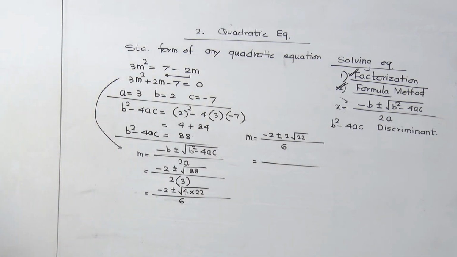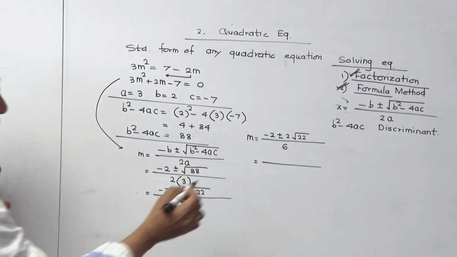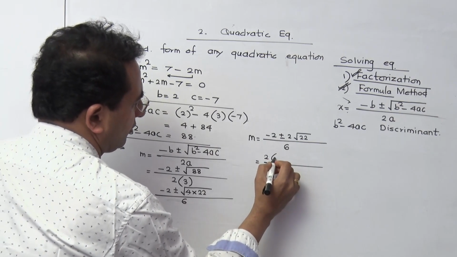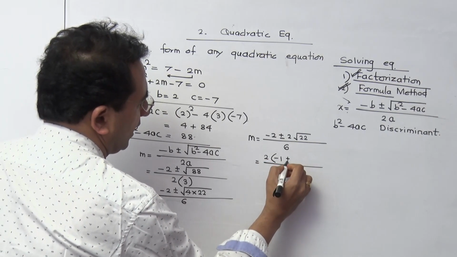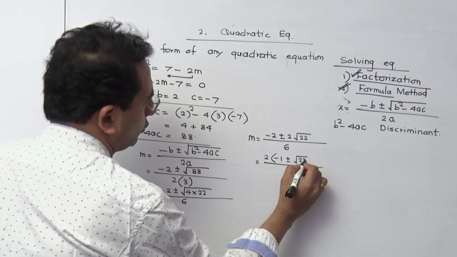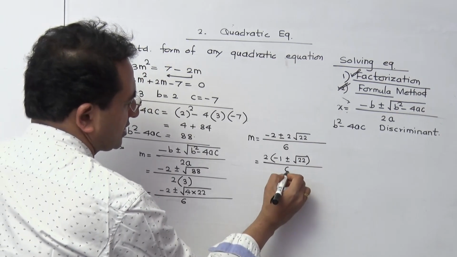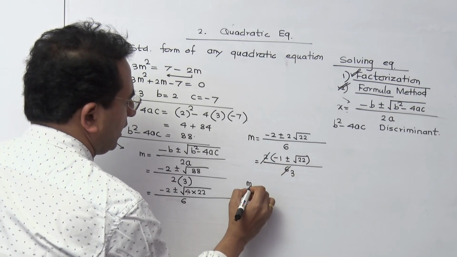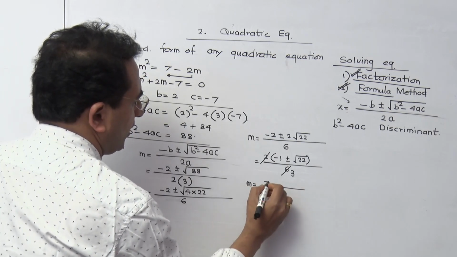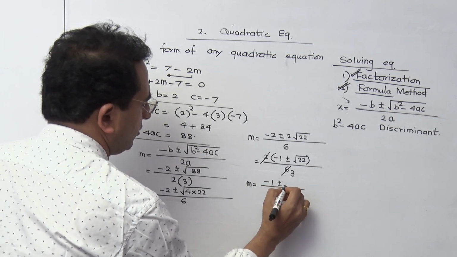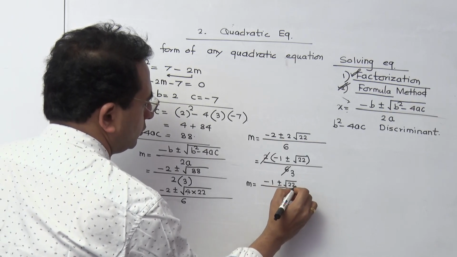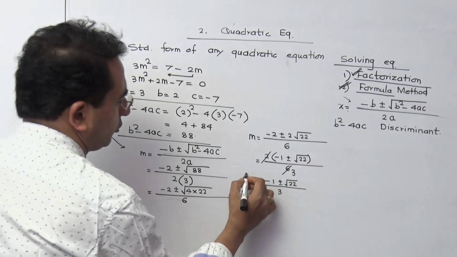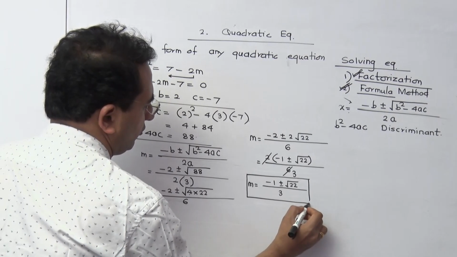I have told you directly in the earlier question that this cannot be cancelled. So we are taking 2 common. In the bracket it is minus 1 plus or minus root of 22, correct, upon 6. So it is 2 ones are 2 and 2 threes are 6. So the final answer we are going to have is minus 1 plus or minus root of 22 upon 3. This is the final answer for this question. I hope you have understood this method.